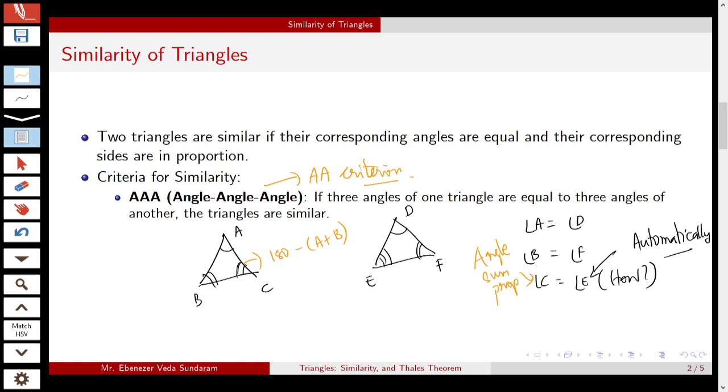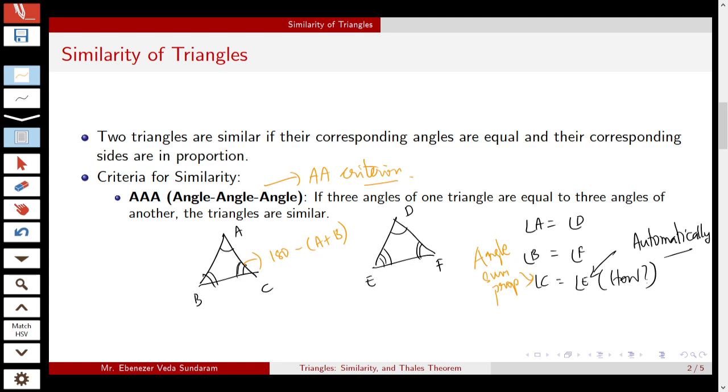So if at all you say AAA criterion, you can simply say that if you find any two angles of these two triangles are equal, then automatically the third angle will be equal, and therefore by AAA criterion these two triangles are similar, right? Fine. So this is one criterion.